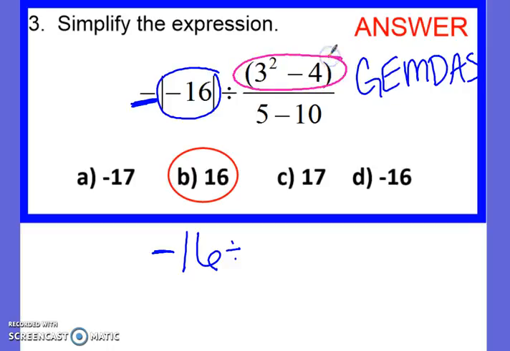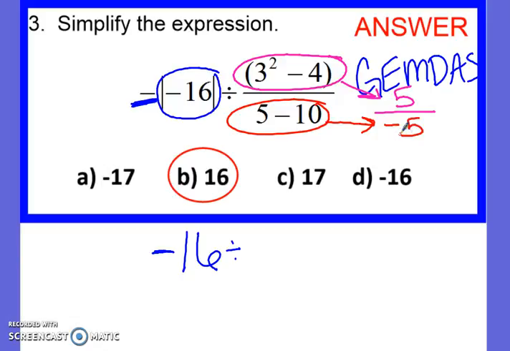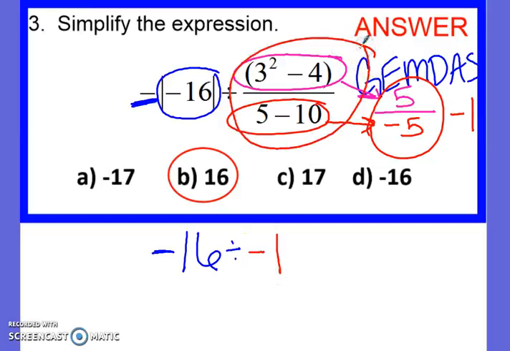Remember, we're going to do the numerator first. So 3 squared minus 4 should give me 5. This bottom part, the denominator, 5 minus 10 is a -5. I'm then going to simplify 5 divided by -5, and that's going to give me -1. So that is what I bring down here. So all of this was just equal to -1. Now, -16 divided by -1 is a positive 16.